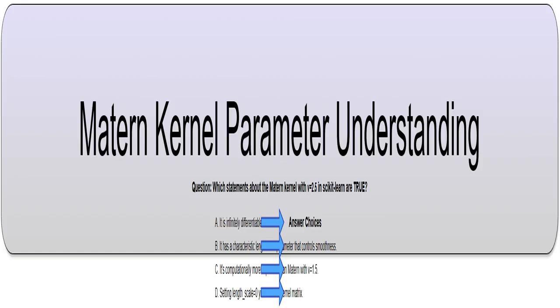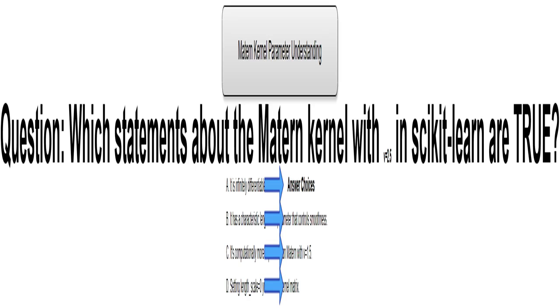I'll explain the Matern kernel, a crucial component in Gaussian process regression. It's a function that measures the similarity between data points, influencing how smoothly the model interpolates between them. Understanding its parameters is key to using it effectively. This question tests your knowledge of the Matern kernel's properties, particularly when the smoothness parameter, nu, is set to 2.5. We'll evaluate each statement individually.